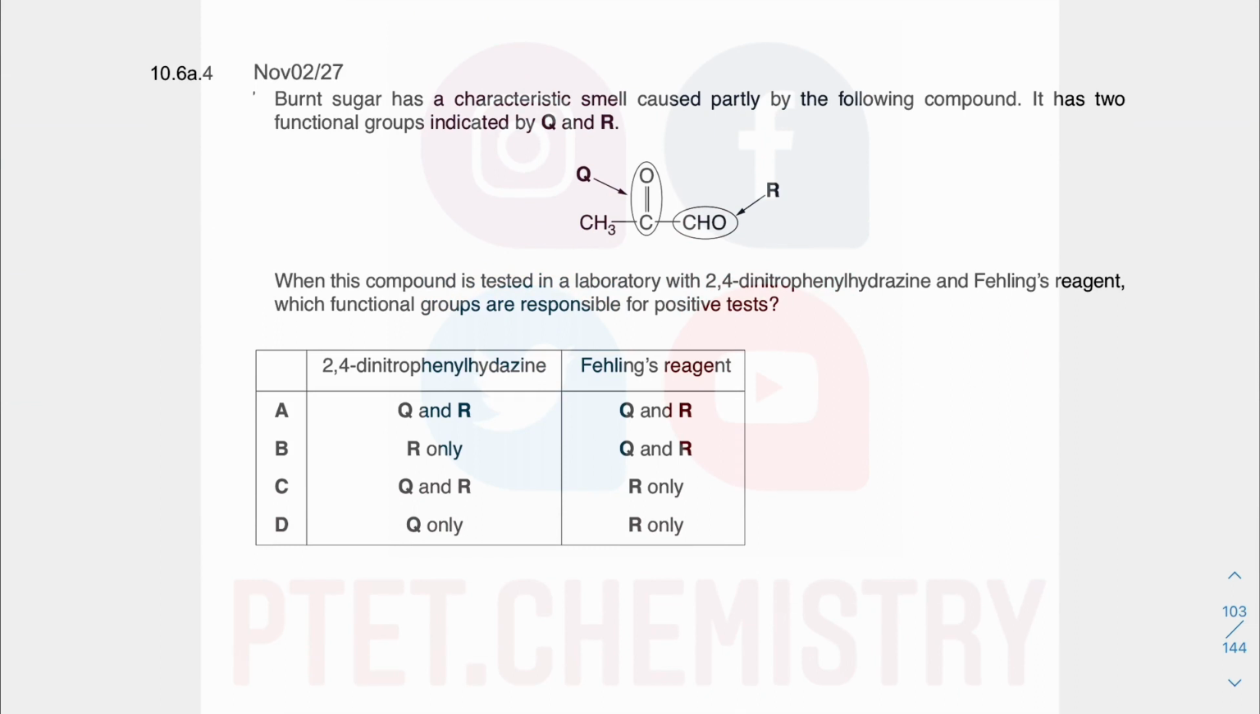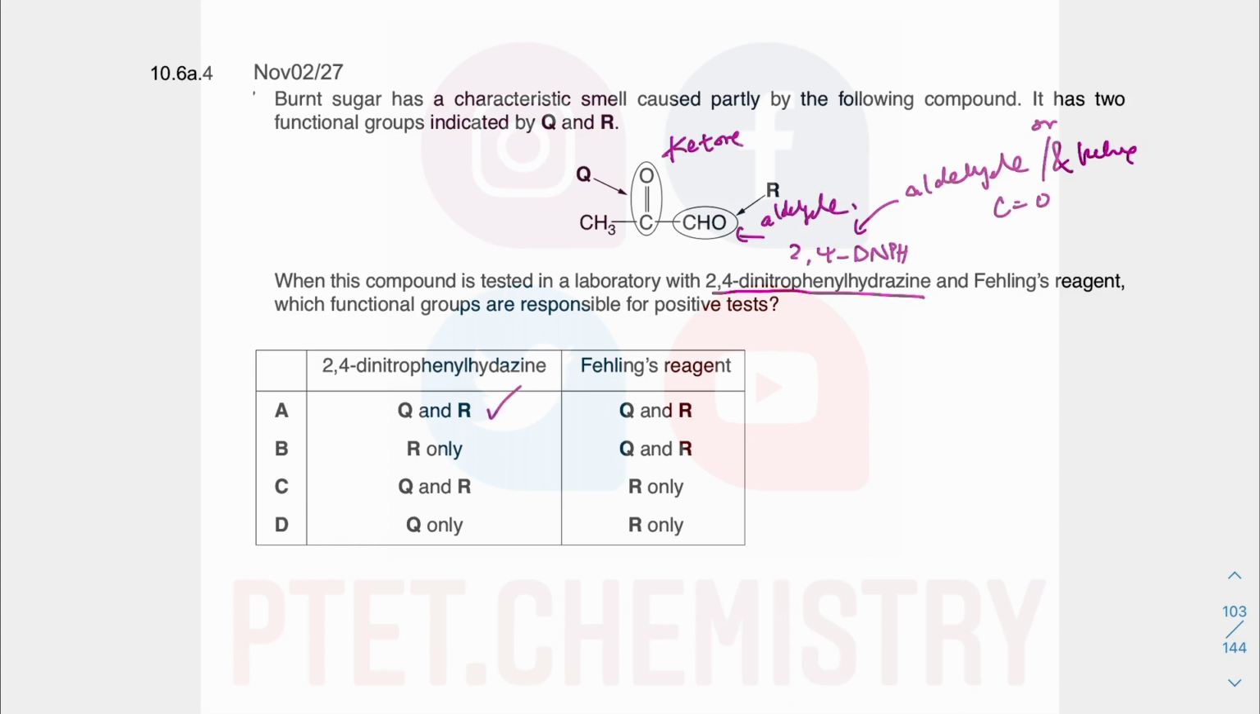So next question. We talked about 2,4-DNPH just now. The DNPH is capitalized. It stands for dinitrophenylhydrazine, and you should keep in mind what it actually stands for instead of just using DNPH. It's a test for aldehyde and ketone, because it reacts with the C=O of aldehyde or ketone. This is a ketone. This is an aldehyde. Both the aldehyde and ketone will react with 2,4-DNPH.